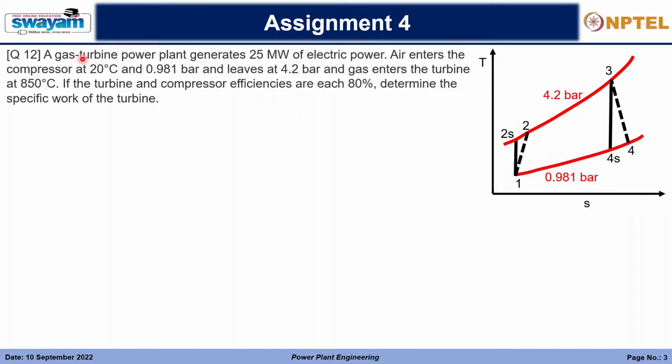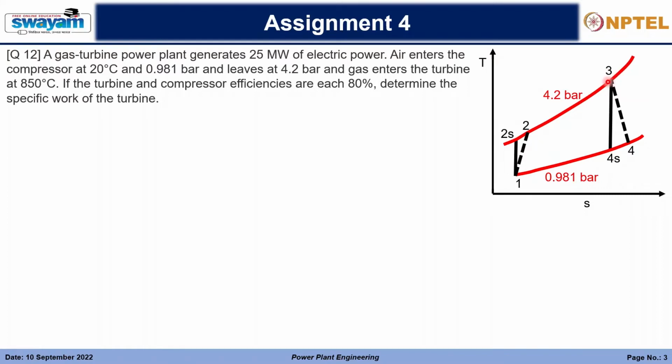Anyways, the question goes like this: a gas turbine power plant generates 25 megawatt of electric power, which is actually not needed in solving this problem, just given as a fact. Air enters the compressor at 20 degrees Celsius and pressure 0.981 bar and leaves at 4.2 bar, and gas enters the turbine at 850 degrees Celsius. If the turbine and the compressor efficiencies are each 80%, determine the specific work of the turbine.